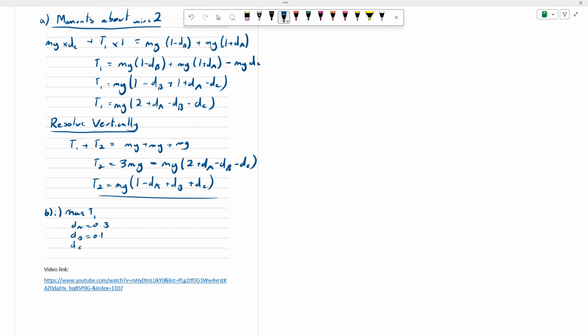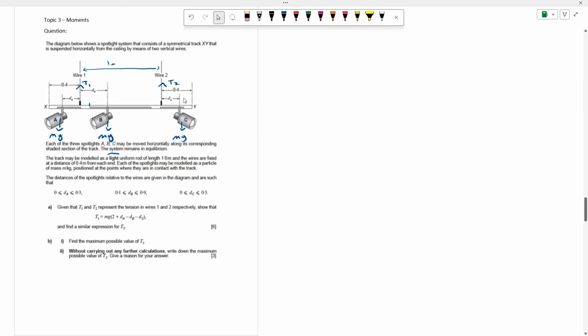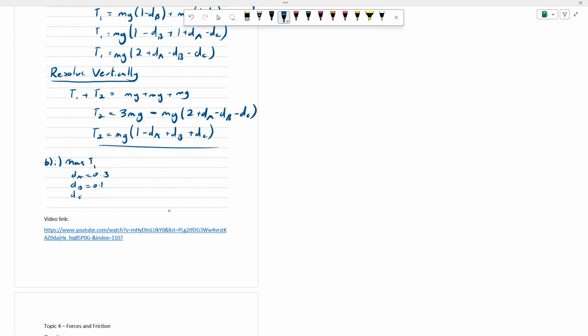And I want DC, similar kind of thinking, I want that to be as far left as possible, so that'll be as small as it can, which is 0. If I use that in my equation for T1, I end up with 2.2 mg. I still don't know what the mass is, but 2.2 mg.